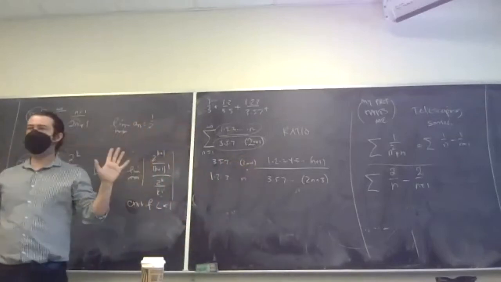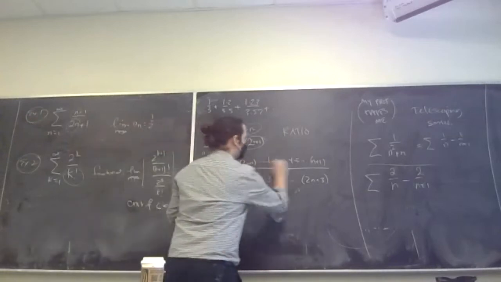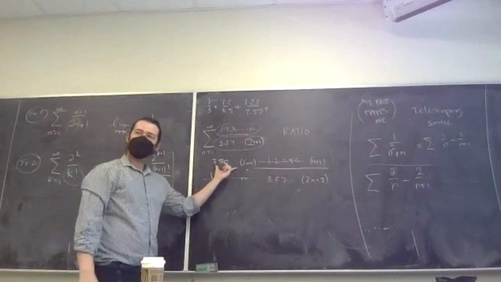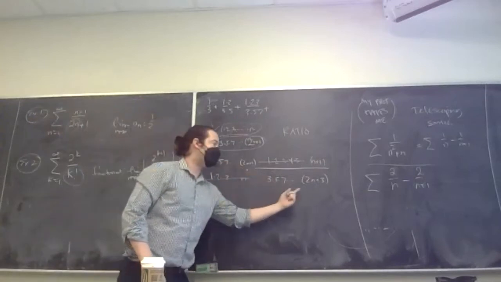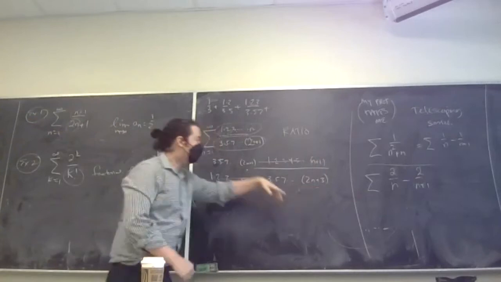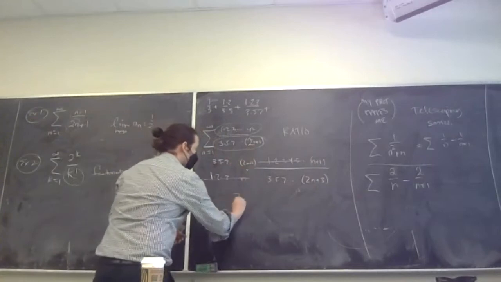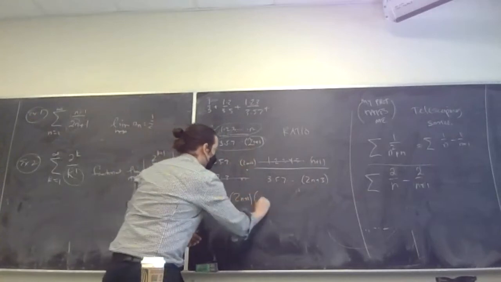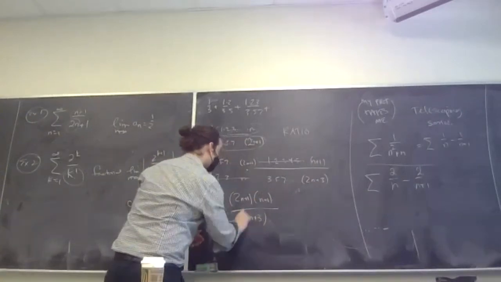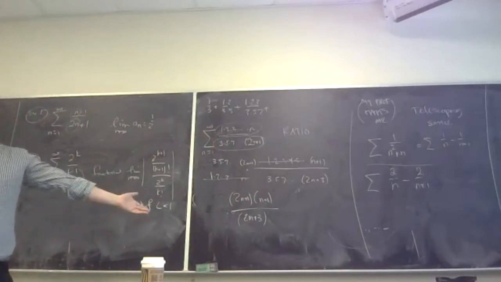Notice a ton of stuff cancels in this function, a ton. All of this cancels with all of that and leaves an n plus 1 behind. All of this cancels with all of this except for the last thing in the pattern, which is the 2n plus 3. When the dust clears after you do the ratio test on this, you're left with something that looks like 2n plus 1 times n plus 1 over 2n plus 3. That limit is easy to compute.